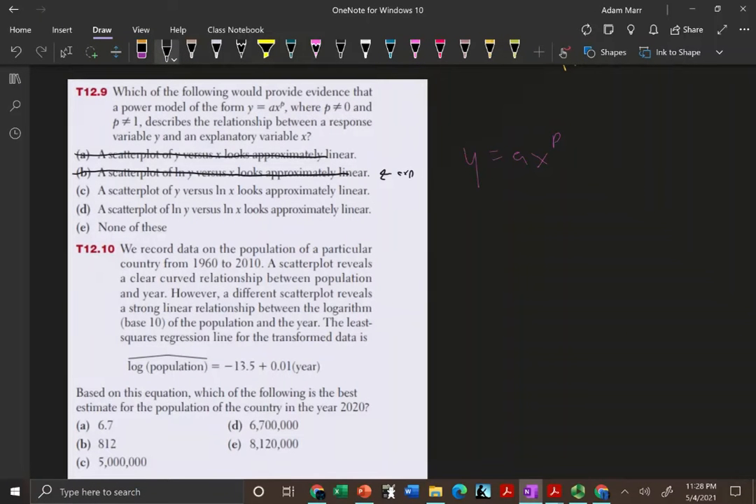Scatter plot of y versus ln of x. Okay, that is nothing, remember. It's the other way around for exponential. Scatter plot of ln y versus ln x. Yep, D looks good. Okay.